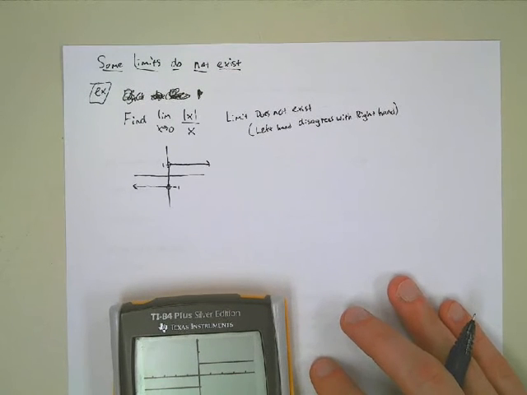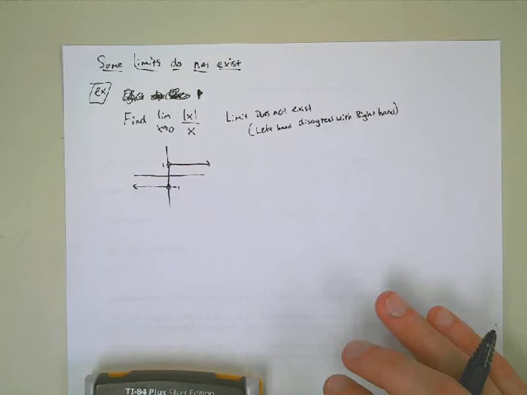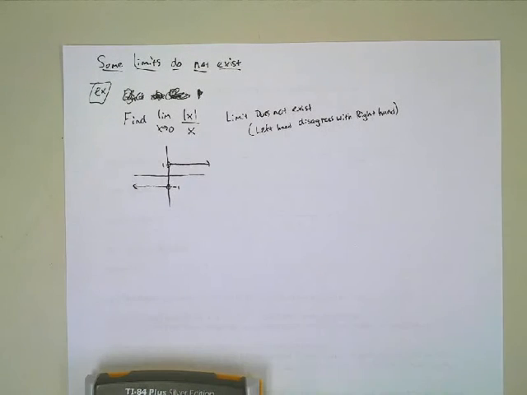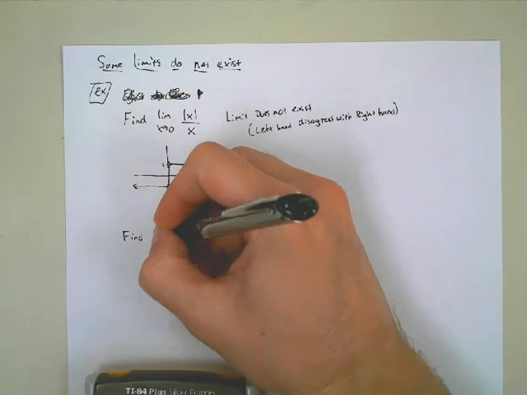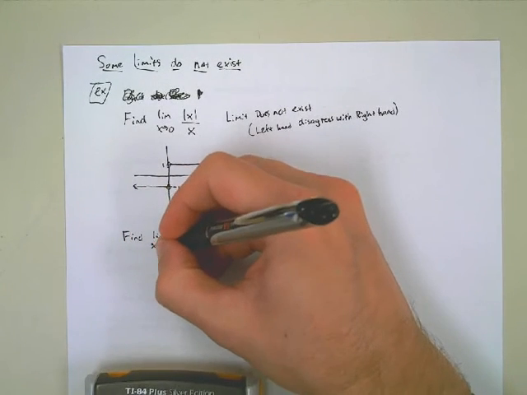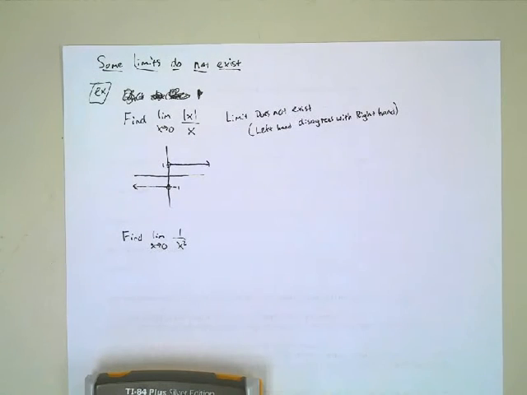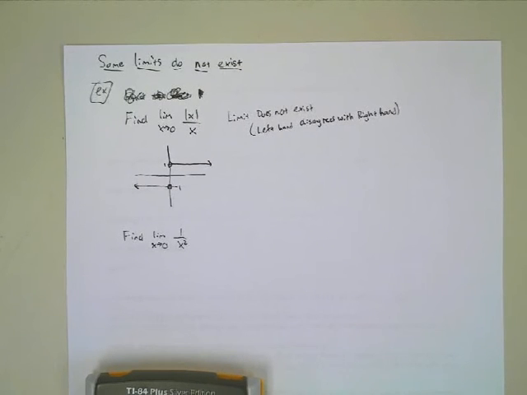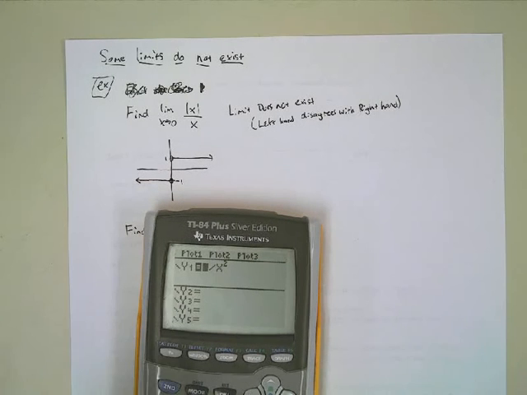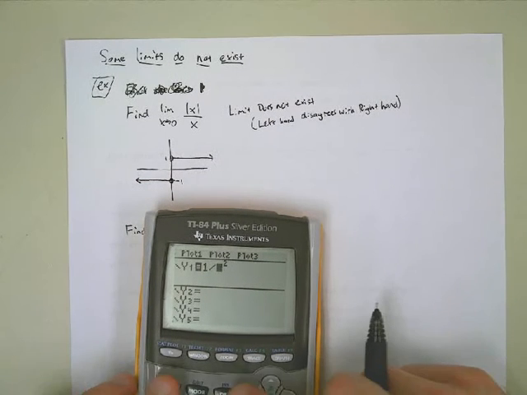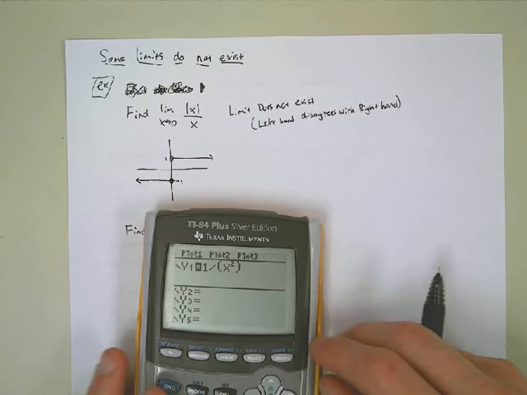Next example. Any questions on that example? We're good? Okay, so now find the limit as x approaches 0 of 1 over x squared. Well, let's again go to our handy-dandy calculators. You can put parentheses around your denominator here if you wish, but you don't need to because it's just a single term. But it's good practice to always put parentheses around your denominator, and around your numerator.